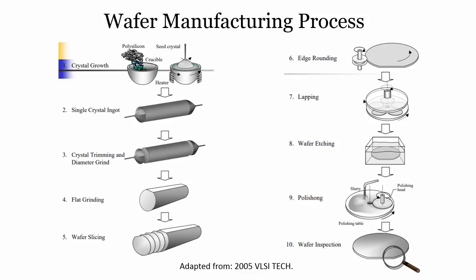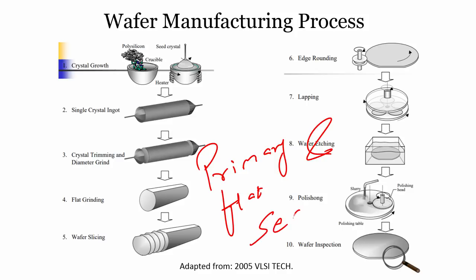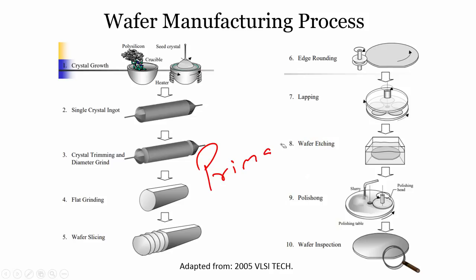What you will get is a single crystal ingot, and then you trim the edges. Once that is done, you have to do flat grinding. Now, this is a very important step. Why do we require this flat grinding? I will tell you: it is important to form what is called the primary flat. So, in a silicon wafer, you will have a primary flat and a secondary flat. In some silicon wafers, you will only see one single flat, which is the primary flat. So, what is the role of the primary flat?